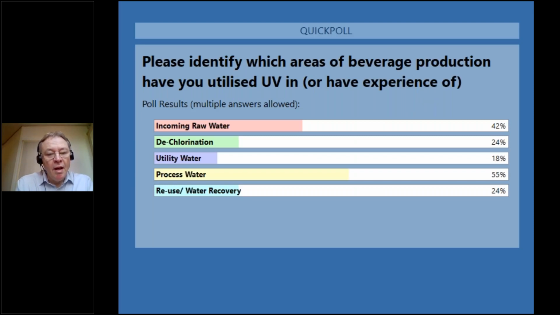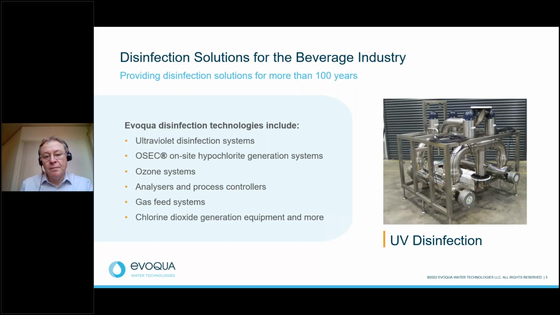So as you can see, processed water and incoming raw water seem to be the most common usages people have seen for UV in the beverage industry. Quite surprising actually is the number on dechlorination, 24%, that's quite a high number. Not so much on utility water, and obviously we can see a certain element now starting to creep in for reuse and water recovery. Thanks very much for your input on that poll. Okay, so back onto the presentation.